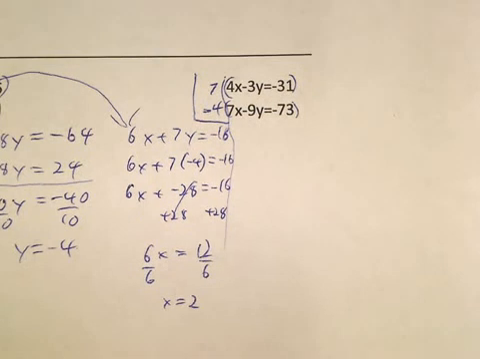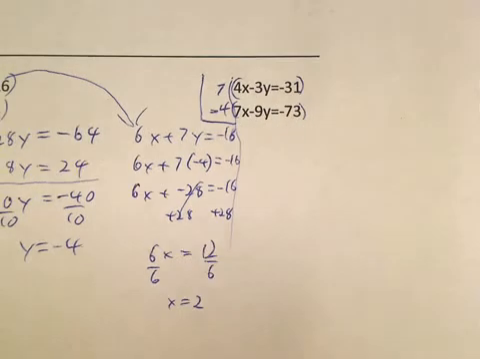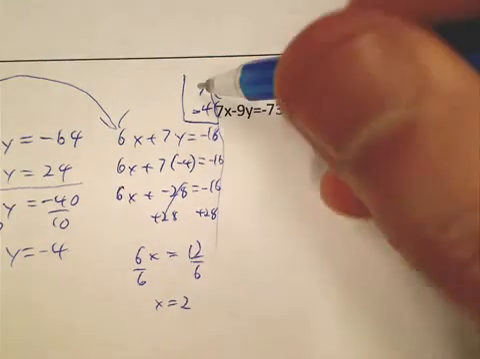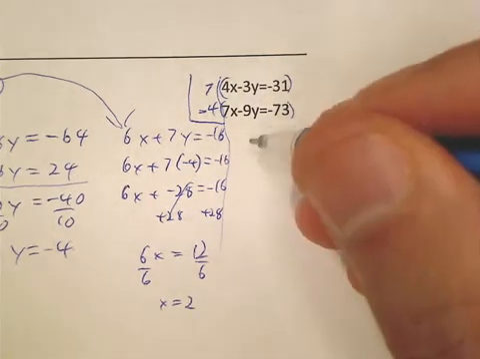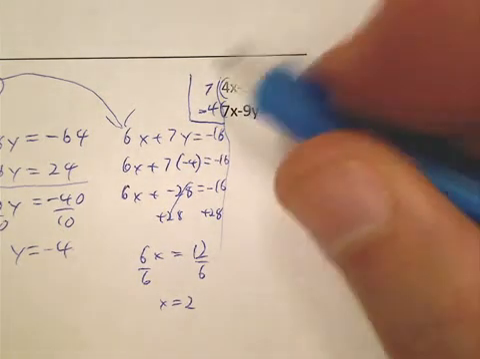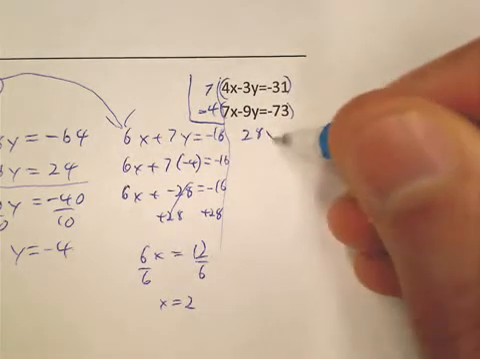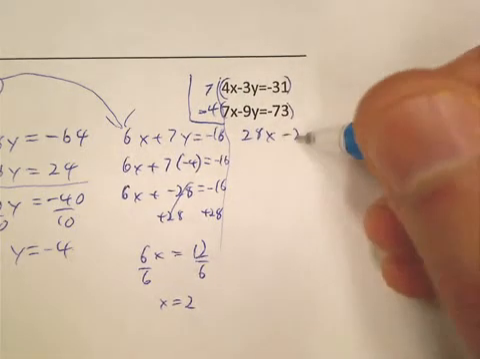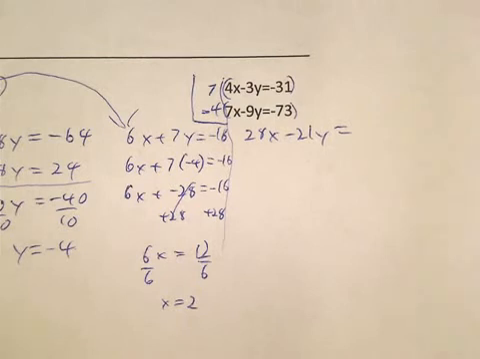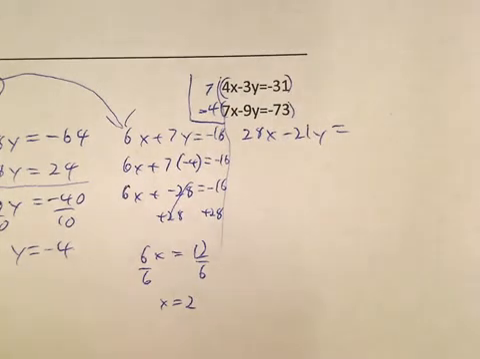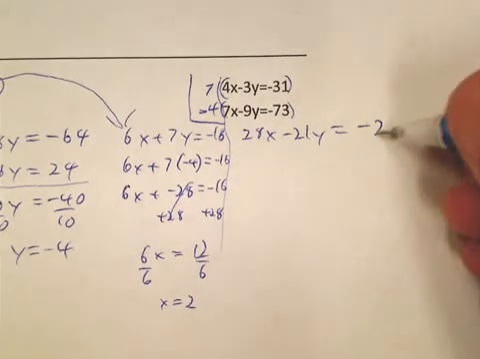Almost kind of ran out of room there. But 7 and negative 4, to switch one of the signs. Multiply the 7 across, so that's going to be 28x. 7 times 4, yes, 28x. Minus 21y equals 7 times 31, negative 217.